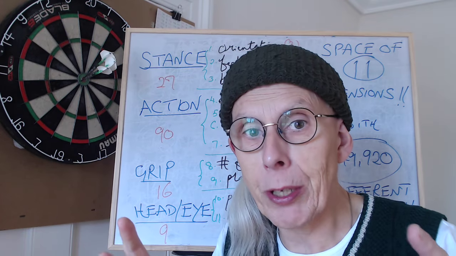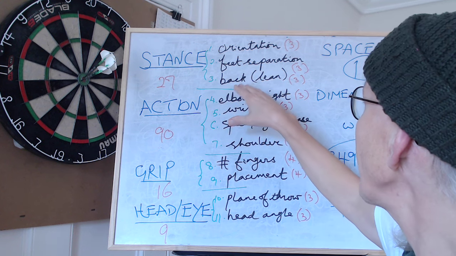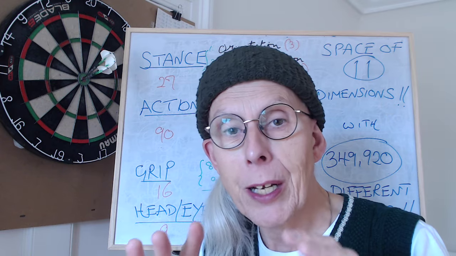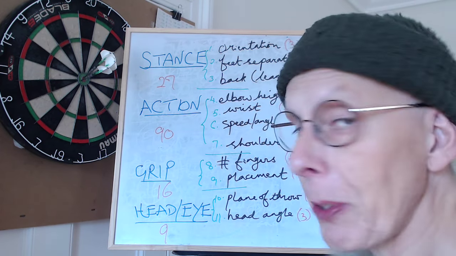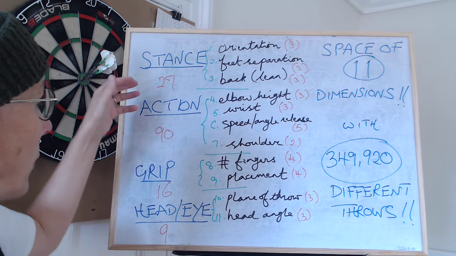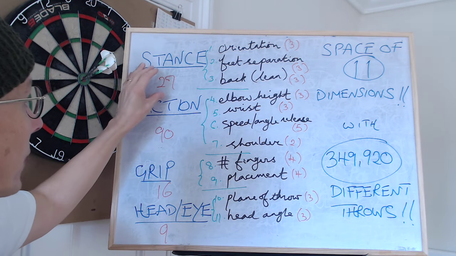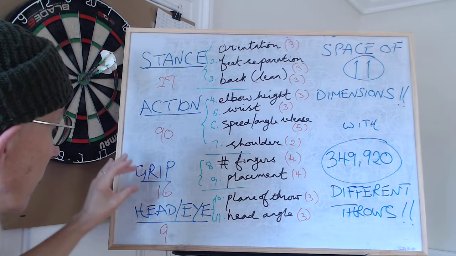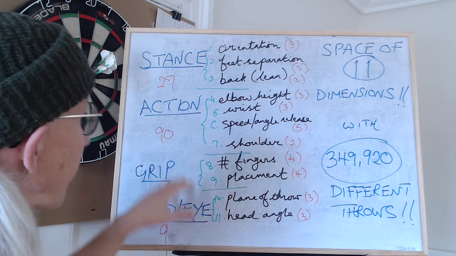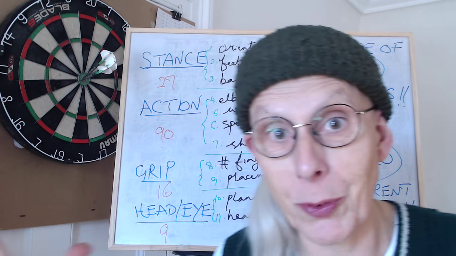And then very, very crudely, I said, well, how many different kinds of those are there? How many different orientations of your feet? How many ways to lean? How many heights of your elbow relative to your shoulder? And we just gave very conservative estimates. But the point of all that was that we easily listed 11 things, and when we worked out how many different combinations there are, it looked like 27 different stances, 90 actions, 16 grips, 9 ways for your head and your eye placement relative to your throw, and you multiply all those together, you get 350,000 different throws.